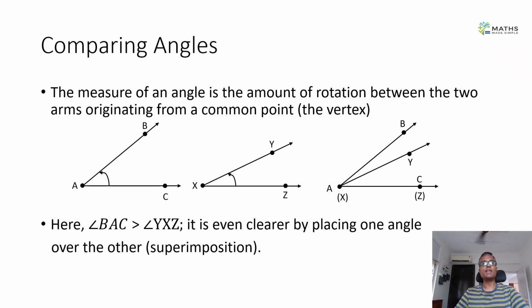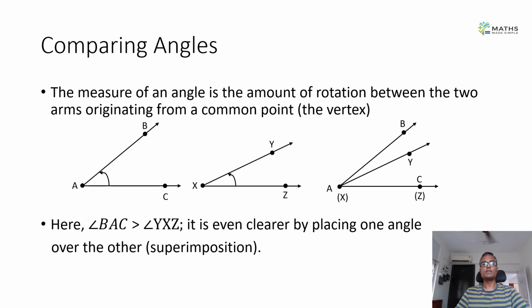Let's look at comparing angles. Now, the measure of an angle is the amount of rotation between the two arms that originate from a common point, which is basically the vertex. In this picture, angle BAC is greater than angle YXZ. This becomes even clearer when you place one angle over the other, that is, via superimposition. However, in this particular picture, it's very evident that one angle is far greater than the other.